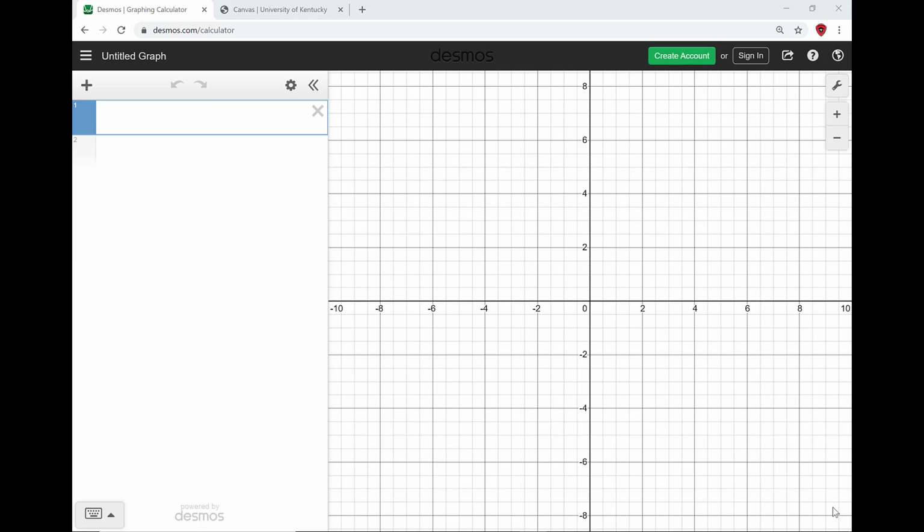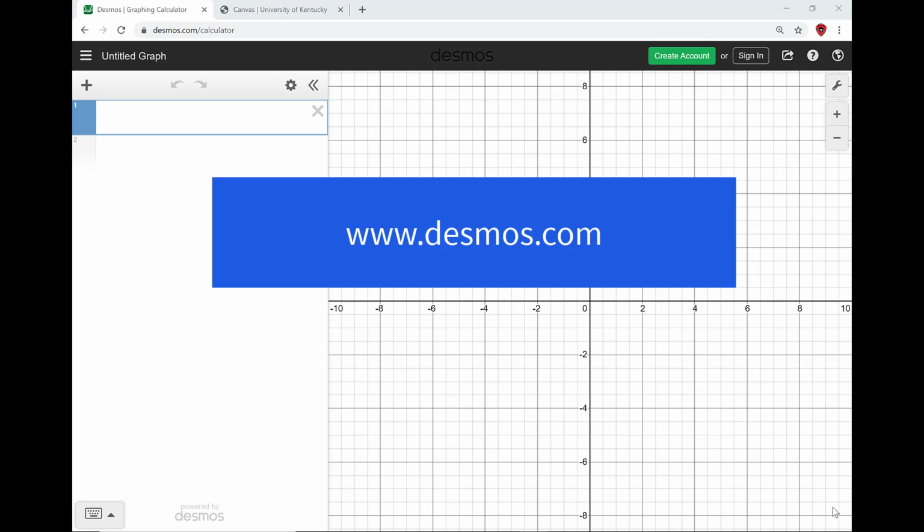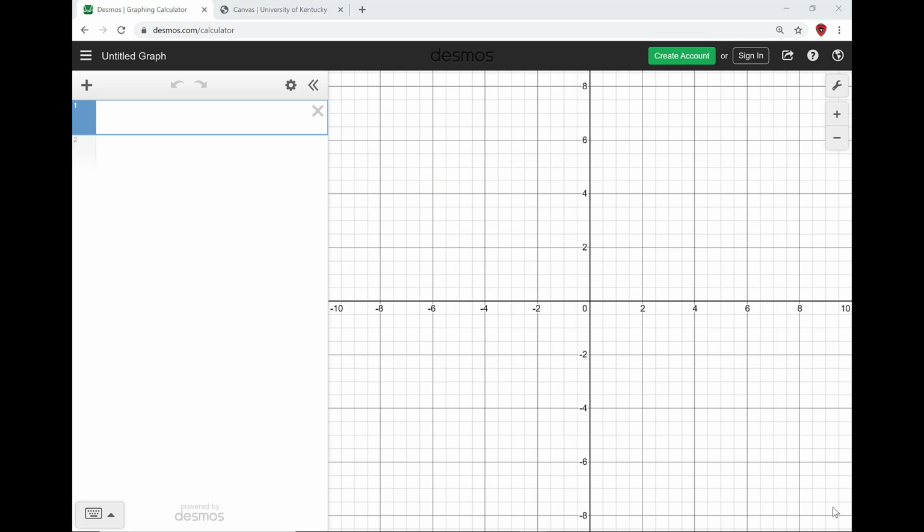So the website that I would encourage you to use is called Desmos.com. You can see that there in the address bar on the screen right now, and it's really just a kind of useful, intuitive online graphing calculator.